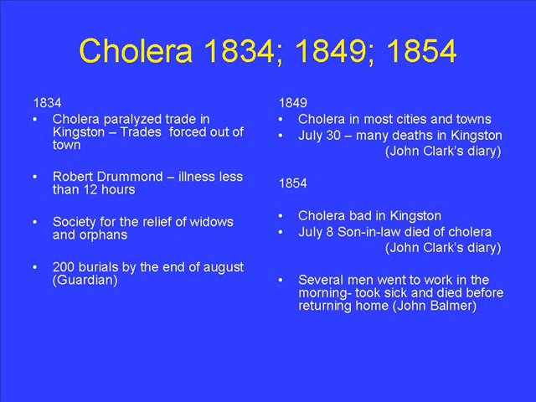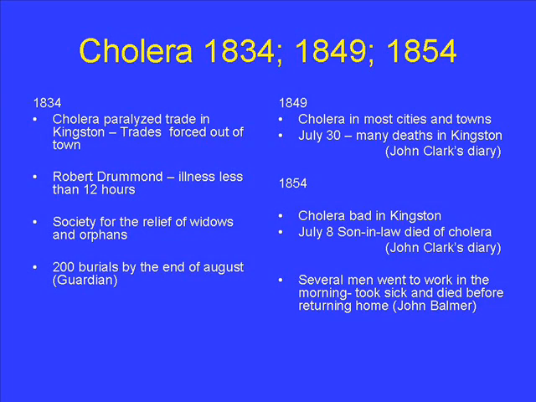The response of the community was that a society for the relief of widows and orphans was established, because that was becoming a significant problem within the community. And by the end of August, the Christian Guardian had reported 200 burials in Kingston at that time. Now, John Clark, in 1849, noted in his diary that cholera was in most of the cities and towns in Upper Canada. And on July the 30th, he reported that many deaths had already occurred in Kingston.